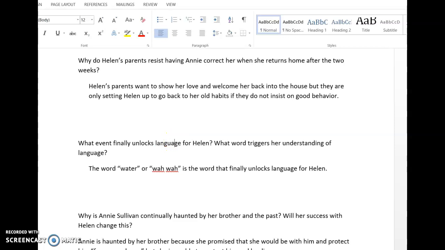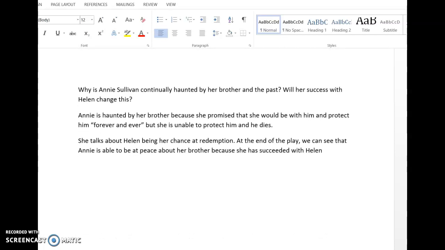All right, what event finally unlocks language for Helen? What word triggers her understanding of language? We already sort of talked about that a little bit with the foreshadowing. Water, the word wawa, that's the word that unlocks language for Helen when she's at the water pump.